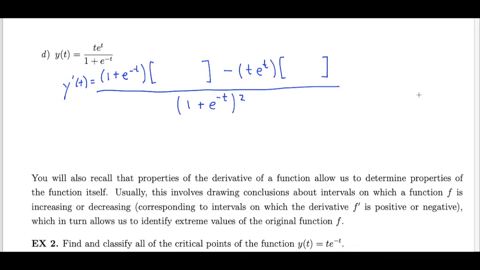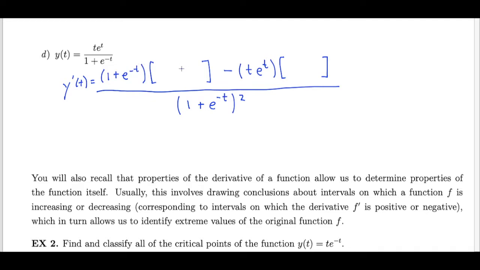Here I've just written out the basic structure. So I have the denominator undifferentiated, and then in the brackets here I've left a space to take the derivative of my numerator. And then I will subtract the numerator undifferentiated, and then in the brackets I've left a little space to take the derivative of my denominator.